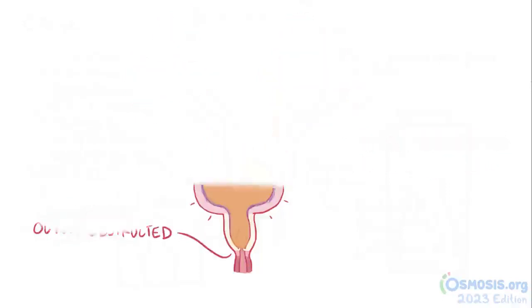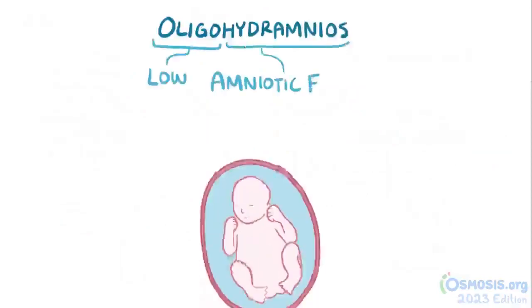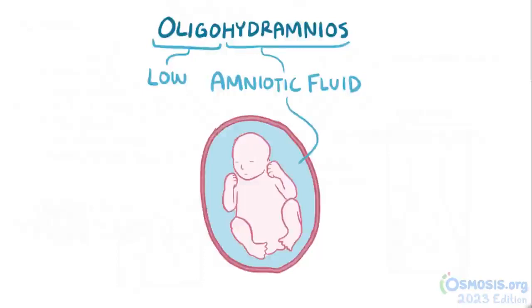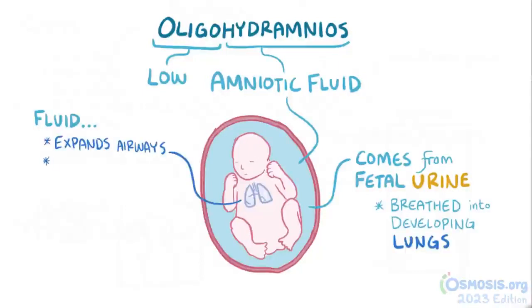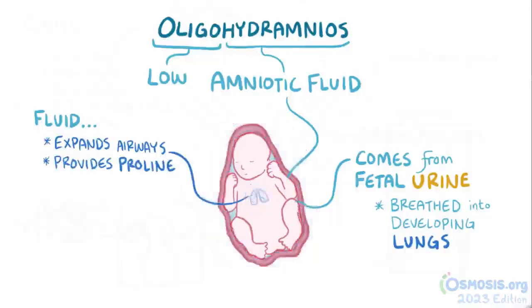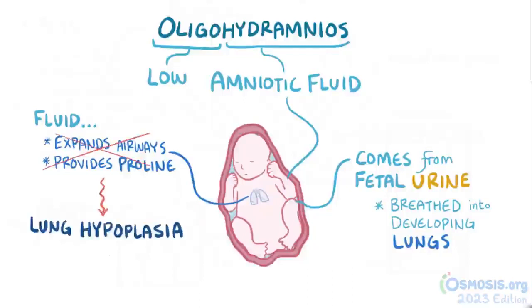Severe obstruction in utero can also lead to oligohydramnios, which is a low volume of amniotic fluid, since normally a significant proportion of amniotic fluid comes from fetal urine, and also that amniotic fluid normally gets breathed into the developing lungs, which helps expand the airways and also provides the amino acid proline, and both of these things are critical to normal lung development. Therefore, with less amniotic fluid, the lungs might not develop completely, called lung hypoplasia, and as a result, some newborns have respiratory distress.